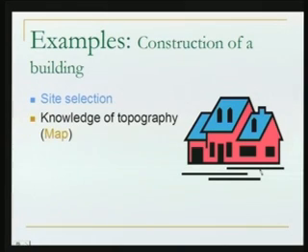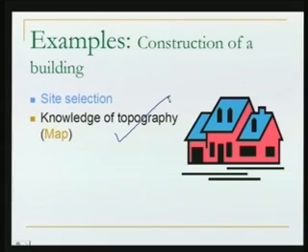Then number 2, we go to the area where the site has been selected and we want to know what the topography is. How is the topography? Is this a sloping surface? Is this a flat plain surface? Are there many rivers or small channels? Or is this an undulating topography? Where are the trees? Where are the existing houses? Where are the fields? What is the natural landscape? We need to know about this. So we need the knowledge of topography.